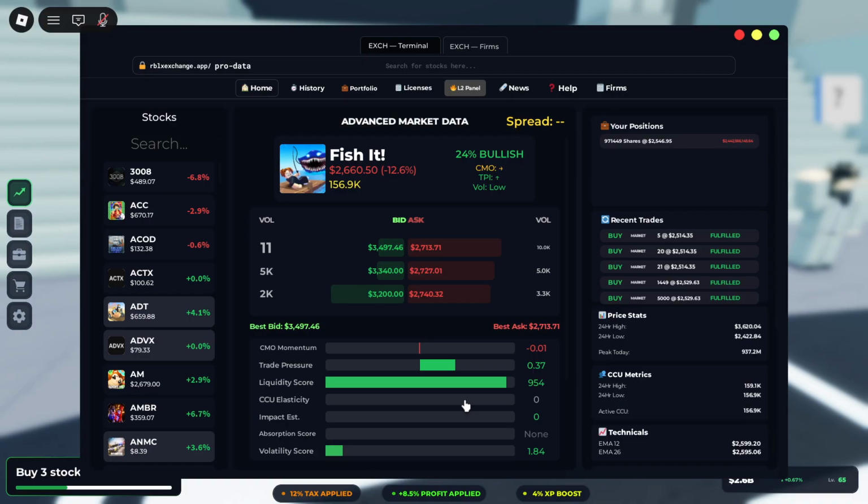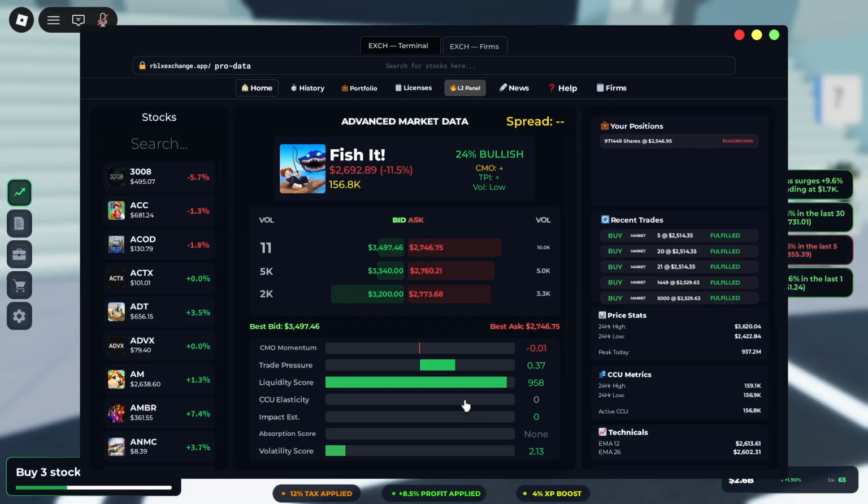Now, none or low absorption score basically just means that no unusual large orders are being detected, so it's okay, and nothing big is happening right now, so we're calm, we're cool, we're collected. There's no big whales pumping or selling. So you can actually make an estimate based on that absorption, right?